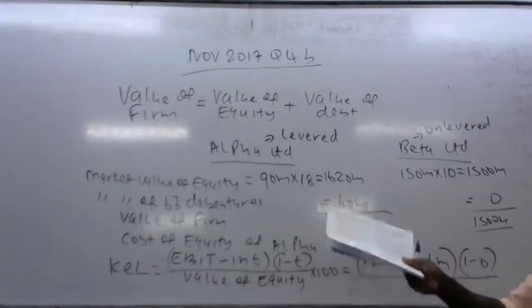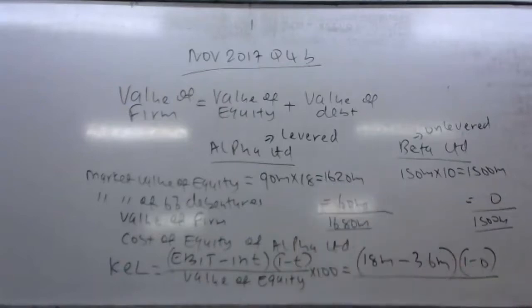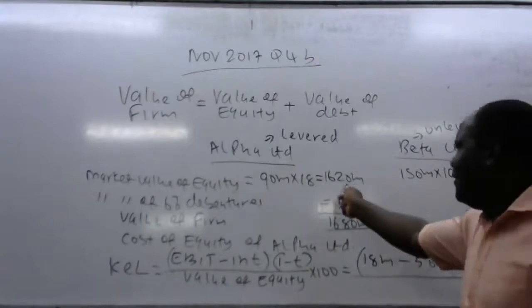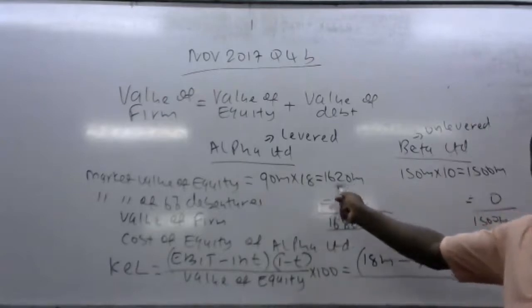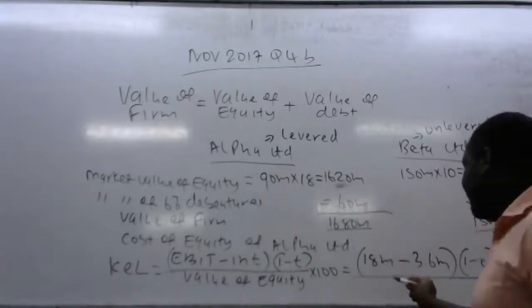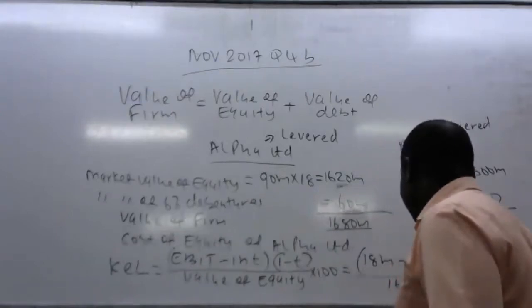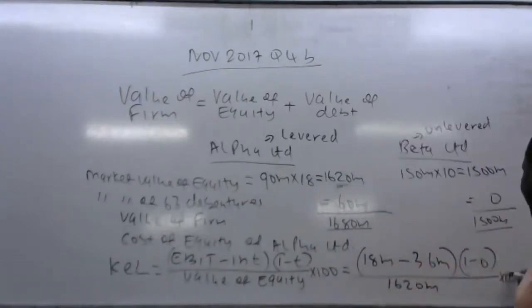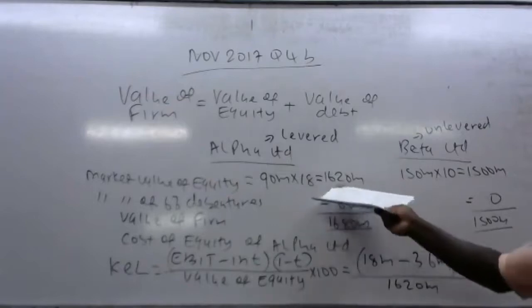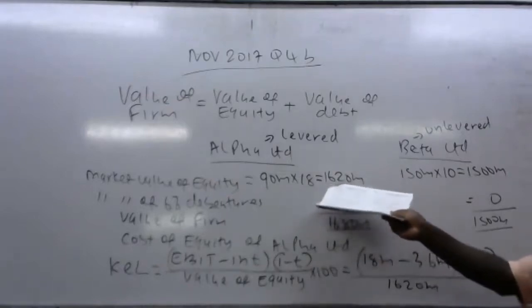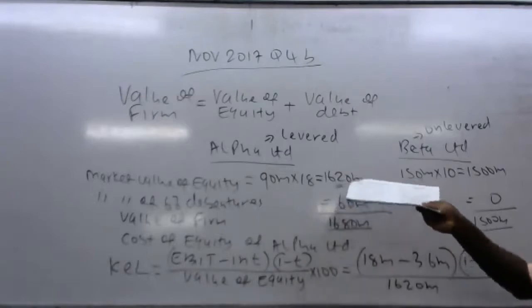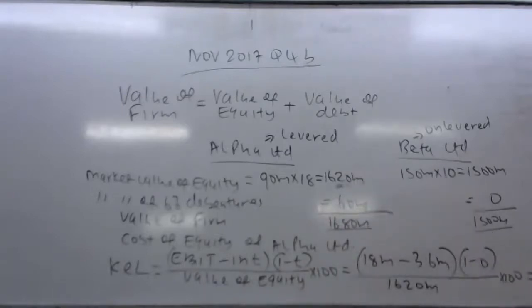It is 1620, so this one here. It is 1620 million. Then express it as a percentage. So value for equity is this one here. For alpha, the market value for equity was 1620 million.